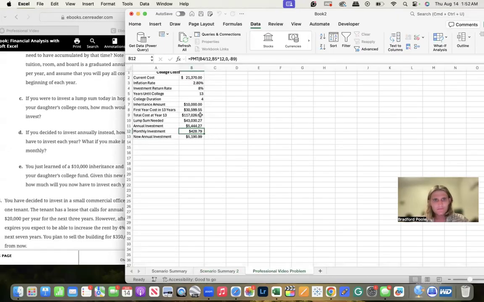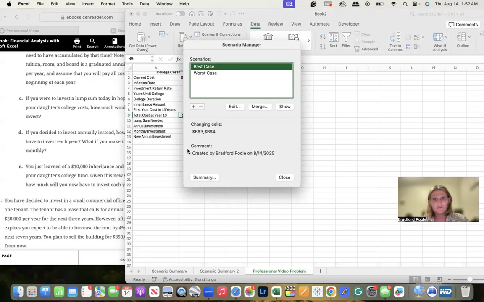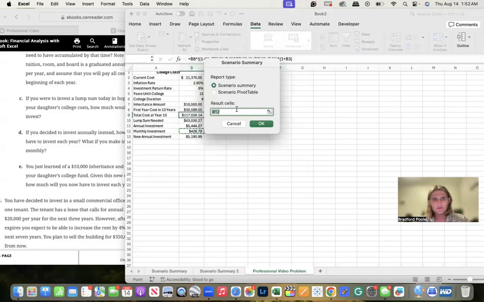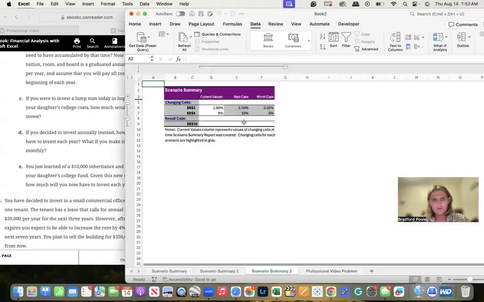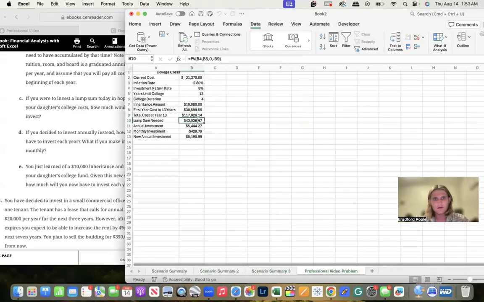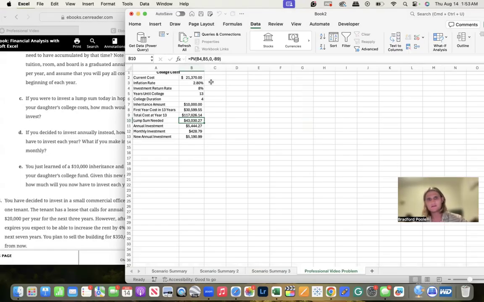And you can also do that with the total cost if you wanted to. So we could do that as well. You can basically do it with any of these if you would like, because the inflation rate and the investment return rate are always going to be changing depending on what the economy is doing at the time.